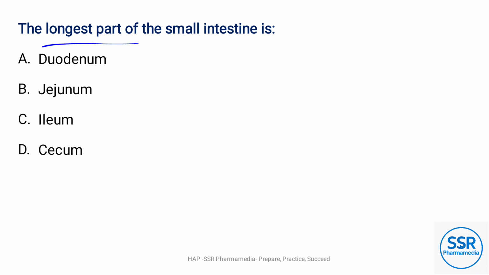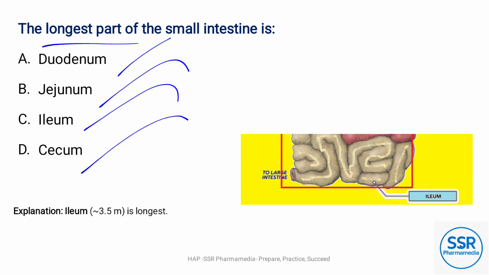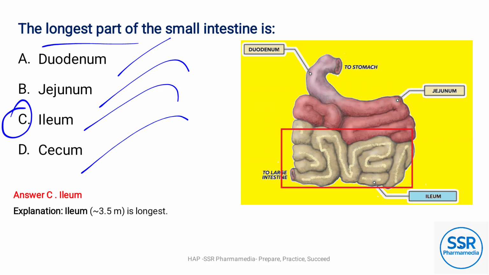The longest part of the small intestine is option A, duodenum. Option B, jejunum. Option C, ileum. Option D, cecum. The answer is option C, ileum. The ileum, nearly 3.5 meters, is the longest. This part is called the ileum.